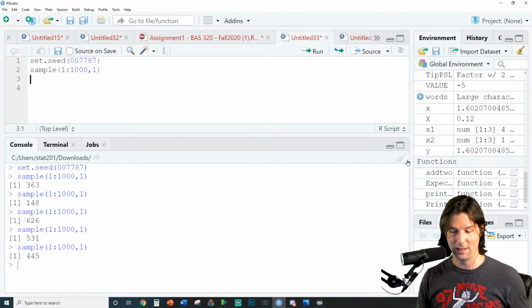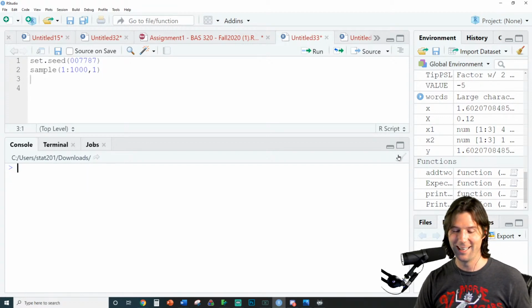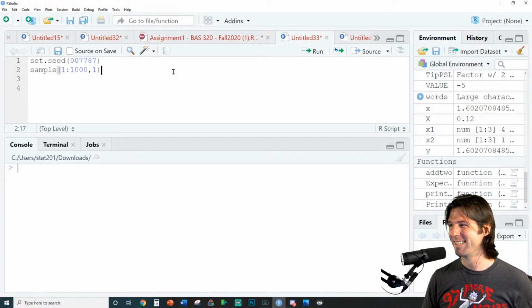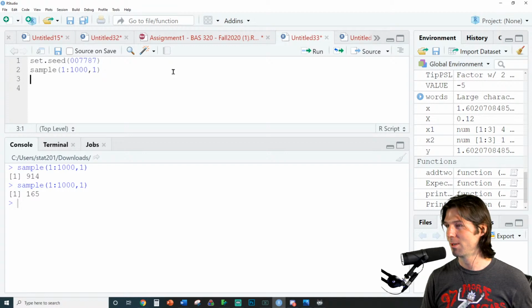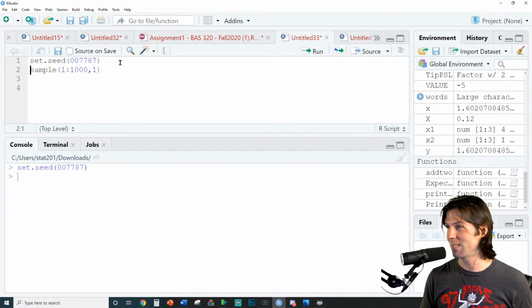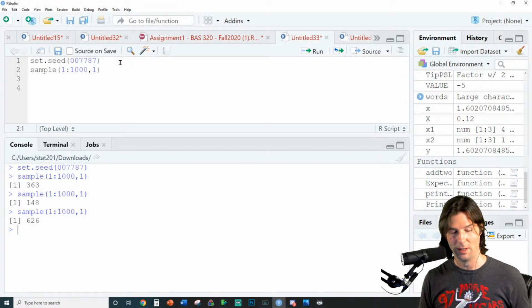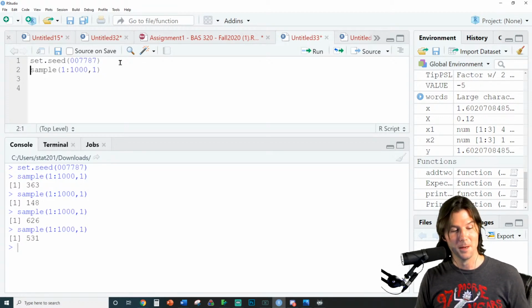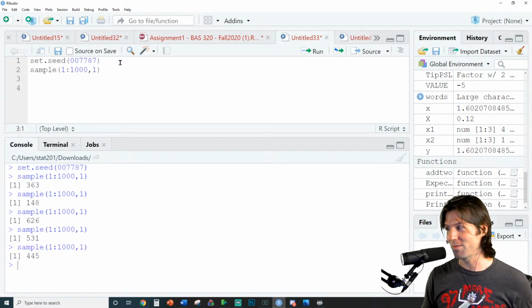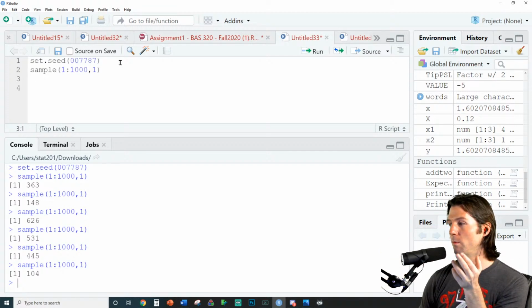Okay, there we go. Just so you can see it again, let's try it again. This is my fun for the day. 363, 148, 626, 531. Oh, I didn't reset the seed. So 363, 148, 626, 531, and then 445, and then we actually have to guess now. 829. Way off.